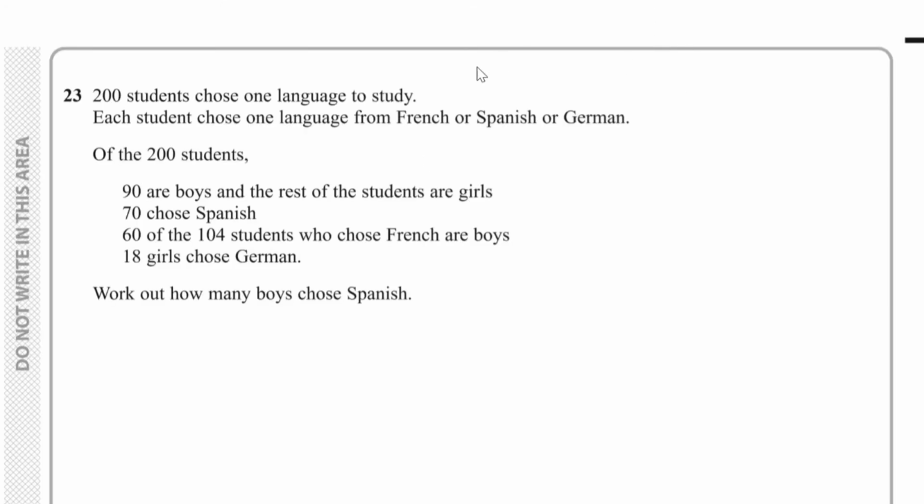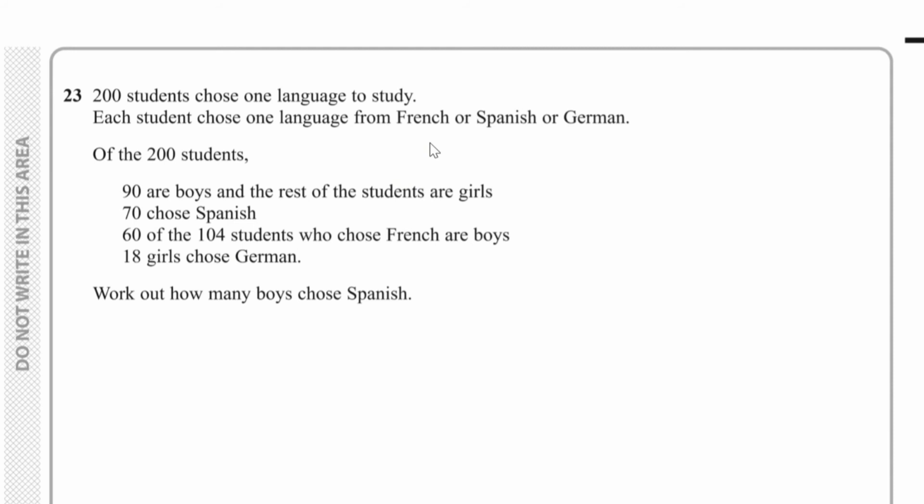Question number 23. 200 students chose one language to study. They can either choose French, Spanish or German. Of the 200 students, 90 are boys and the rest of the students are girls. 70 chose Spanish. 60 of the 104 students who chose French are boys. 18 girls chose German. We have to work out how many boys chose Spanish.